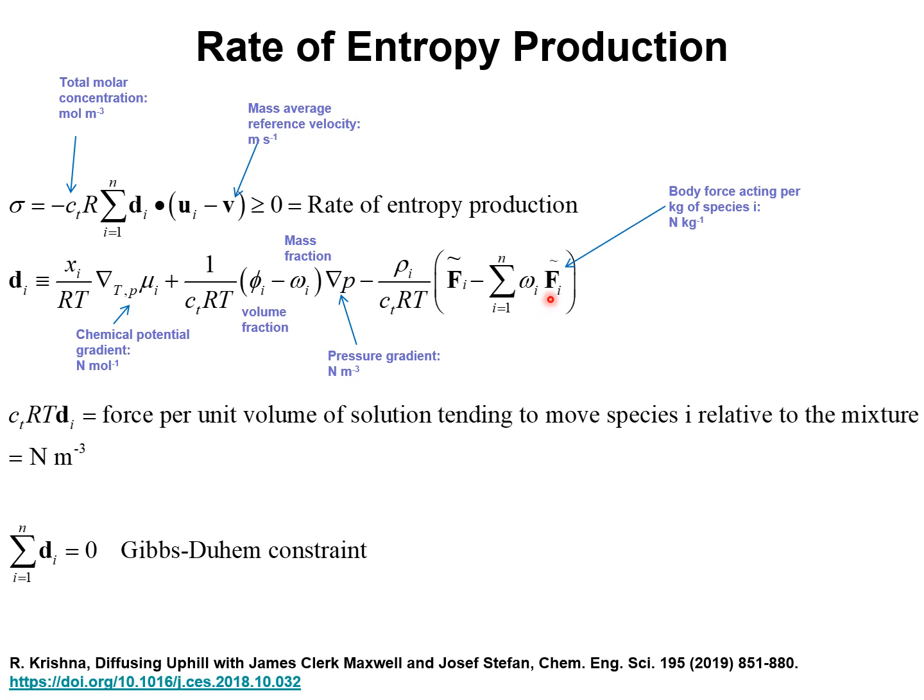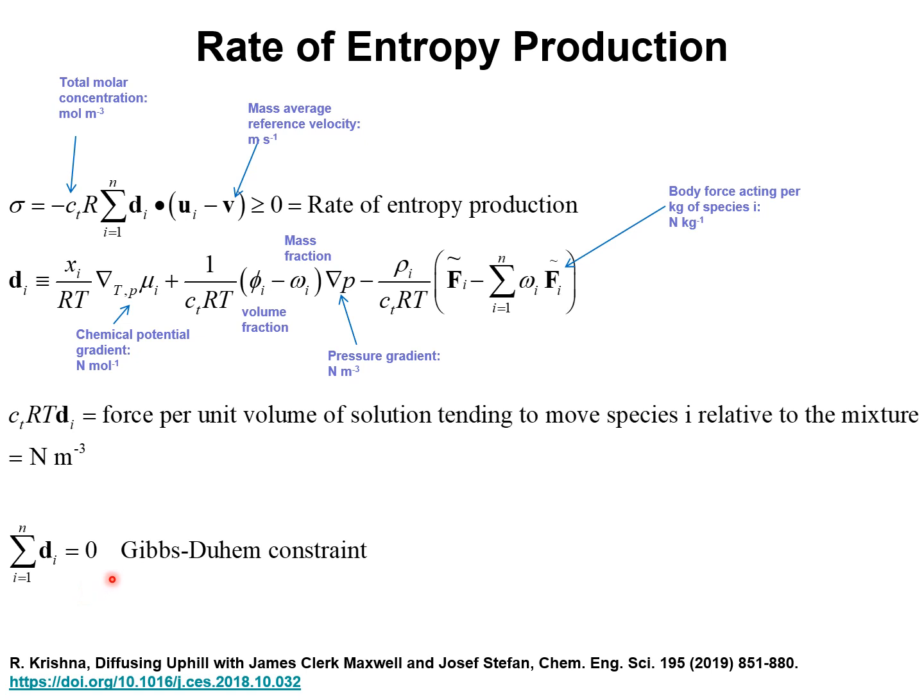The term here, F with a superscript tilde and a subscript i, represents the body force acting per kilogram of species i. The physical significance of this driving force is that if we multiply D sub i by the total molar concentration C sub T by R times T, we have the force acting per unit volume of solution tending to move species i with respect to the mixture, and this term has the units of newtons per cubic meter.